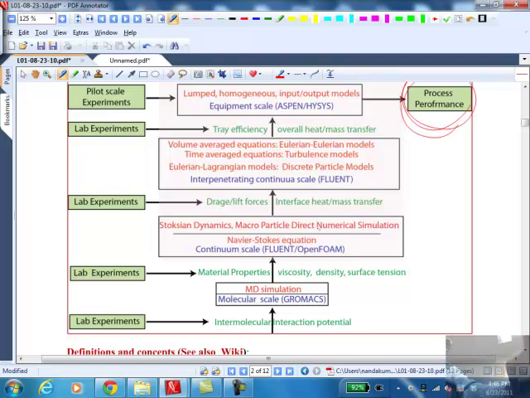This course is about developing and solving these equations. If I can solve that, I'll be able to predict the drag and lift forces, and the interface heat and mass transfer. I'll be able to predict the drag force or the lift force on a plane, and the load that a plane can lift, by solving the Navier-Stokes equation. Aerodynamics is about solving the Navier-Stokes equation.